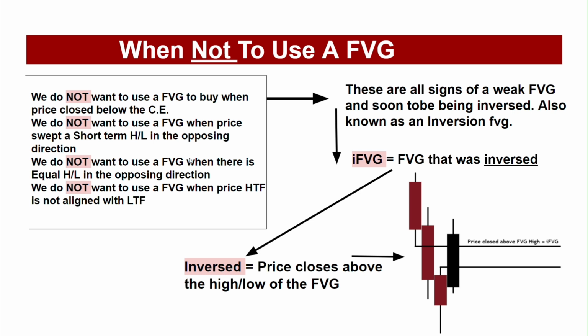We also do not want to use a fair value gap when there's equal highs or lows in the opposing direction. So if I'm taking this sell off of this fair value gap right here, and imagine price did not close above yet, price is still in here, but we have two equal highs, perfect equal highs, I don't want to take that trade because I understand these equal highs are a very important liquidity pool that will be swept in the day. So almost every day, every intraday equal high is swept. So we understand that and we don't take a trade in the opposing direction of the equal high or low.